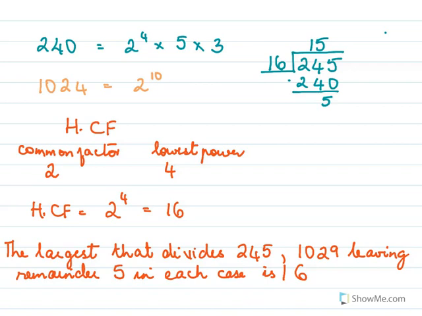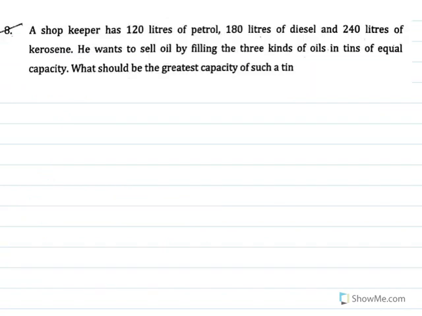Similarly, if you take the number 1029 and divide it by 16, here you get 64 and it's 1024. You have to do the long division, I've just taken shortcuts, and here you get the remainder 5. So it's right. The number is 16. 16 divides 245 with remainder 5, and 1029 divided by 16 gives remainder 5. So in this sum, you have to take the HCF.